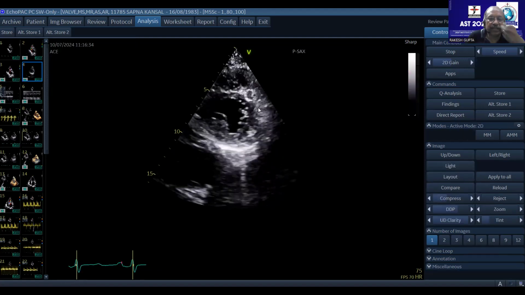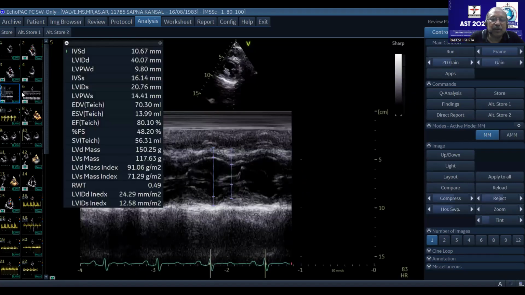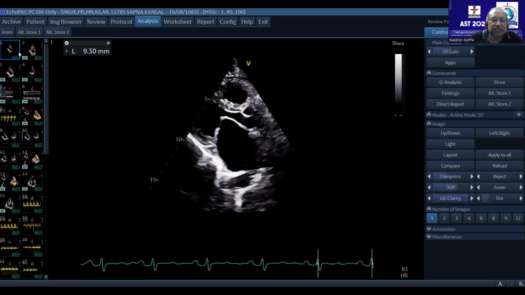In the short axis view, as far as mitral stenosis is concerned, nothing significant would be seen. We went on to do LV measurements, and look at the LV measurement in the parasternal short axis view at papillary muscle level. It is 24 and 12. This should not be the ideal view for measuring the LV dimension.